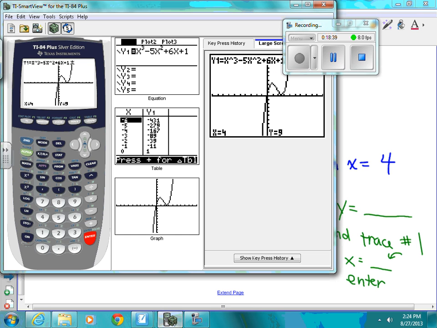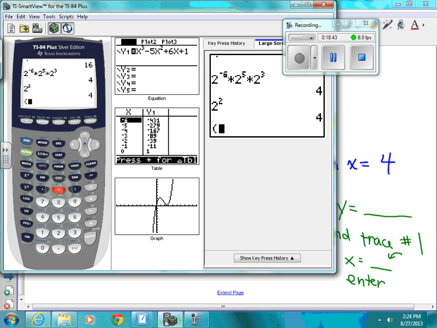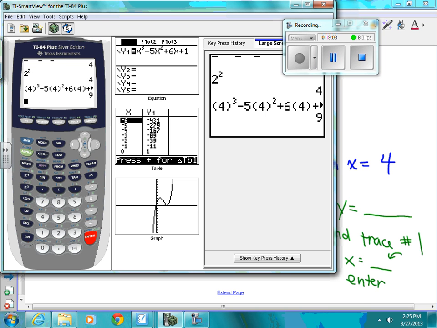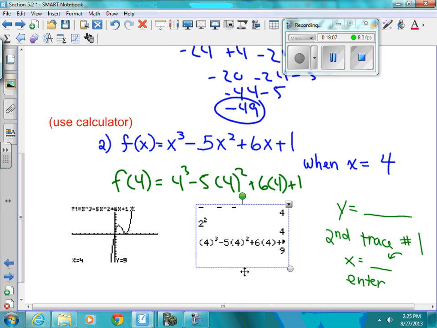I also can just, on my calculator, go to the regular screen and plug in 4 cubed, minus 5 times 4 squared, plus 6 times 4, plus 1. I can just plug that in and I get the same value. So those are 2 ways to do it in your graphing calculator.